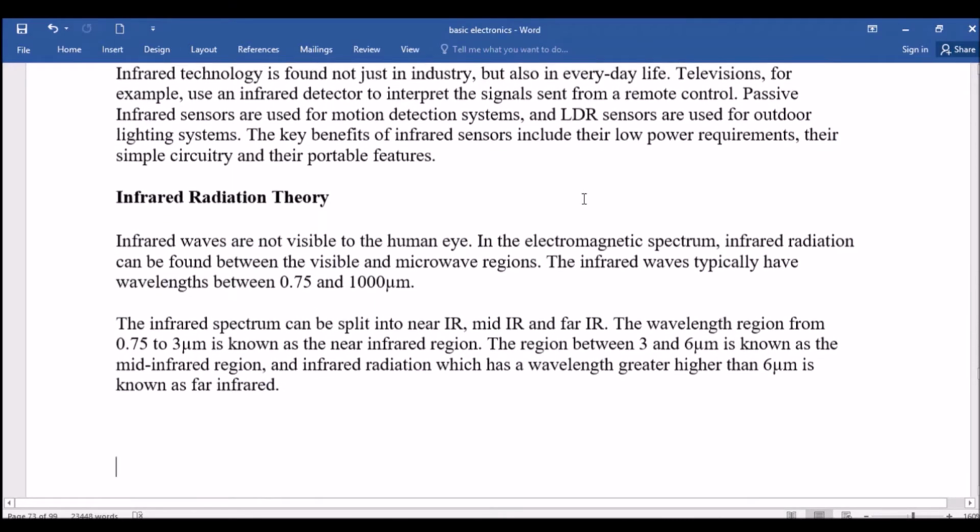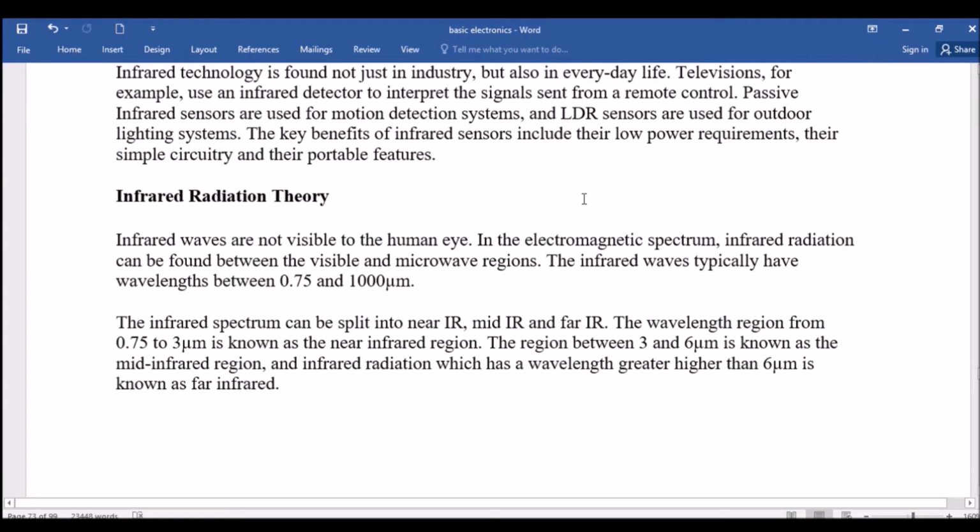So, infrared radiation theory. Infrared waves are not visible to the human eye. In the electromagnetic spectrum, infrared radiation can be found between the visible and microwave regions. Infrared waves typically have a wavelength between 0.75 and 100 micrometers.